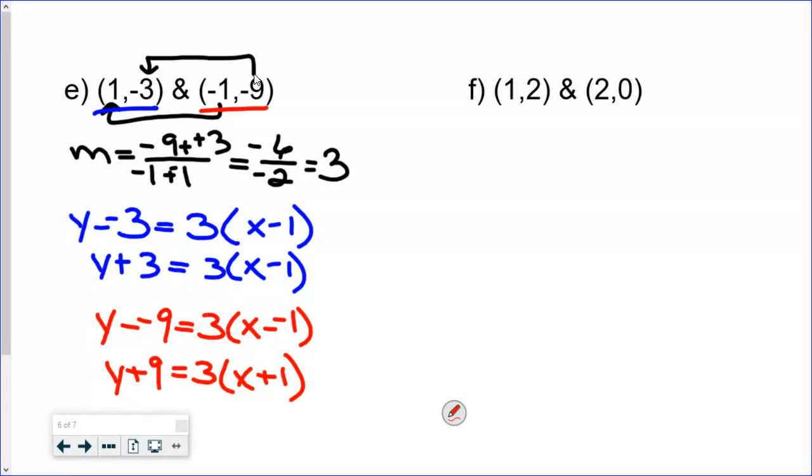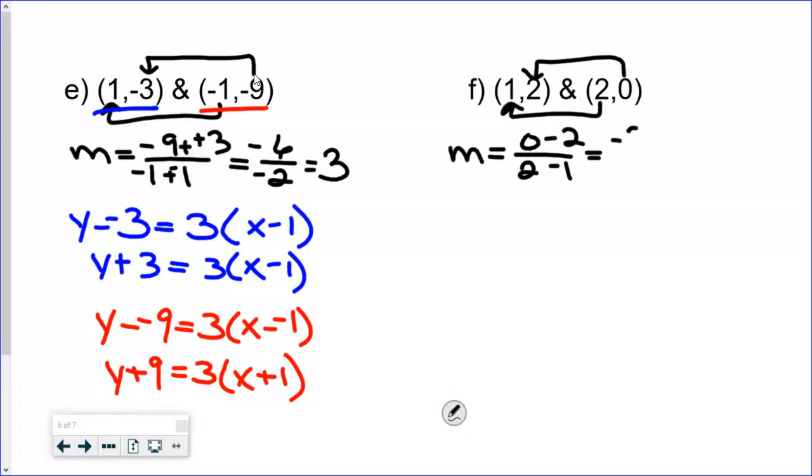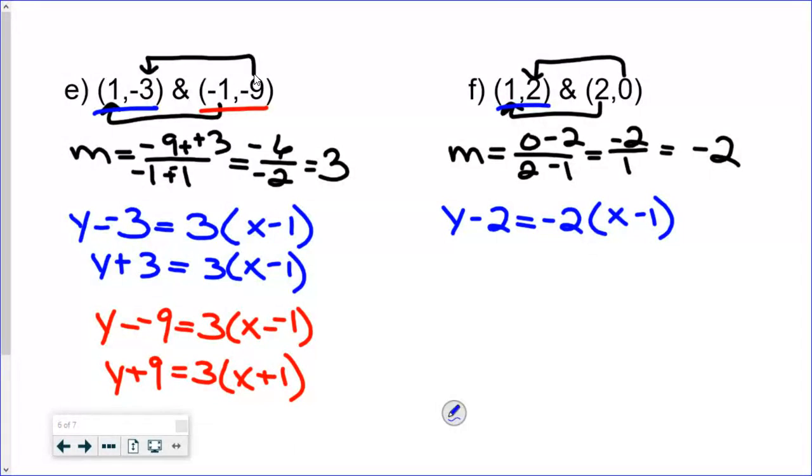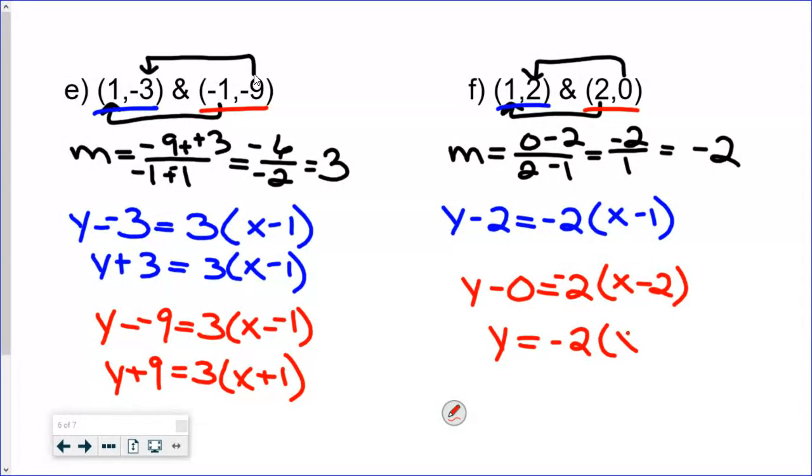Okay, one more just to see if you're still hanging on. Y minus y, x minus x. So that gives me a -2 over 1, or just -2, simplified. Now I could pick my first one, y minus y, my slope, x minus x. Okay, nothing to switch up, nothing to change. Or I could pick this one, y minus y, my slope, x minus x. And again, when you have a 0, you don't really write that out there.